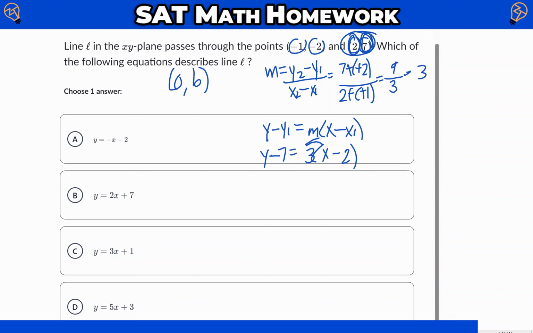And then we'll go ahead and distribute, with our goal being to get it in slope intercept form. And finally, I'll go ahead and add 7 to the other side. And we get a correct answer of C, or y equals 3x plus 1. And I could have used that other point, -1, -2 instead. Go ahead and try it yourself, and you'll see you'll get the same equation.